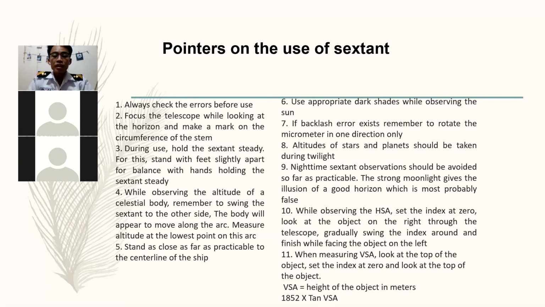Number eleven is when measuring VSA, look at the top of the object. Set the index at 0 and look at the top of the object. VSA is equal to the height of the object in meters, so the distance is 1852 multiplied by tan VSA. All right, next slide.